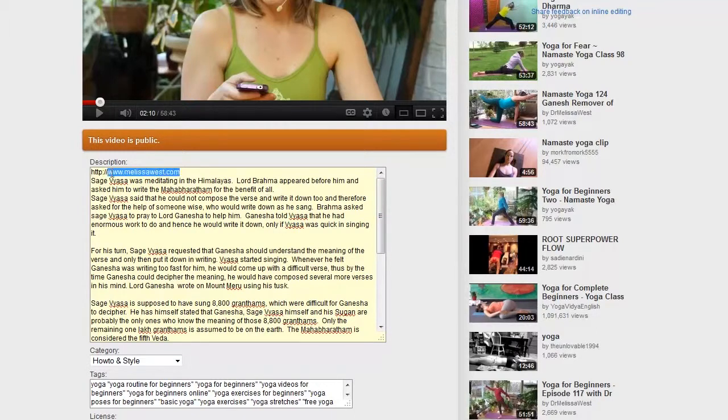However, the most important part of the description, I think, because of talking about backlinks and search engine optimization, is to make sure that the first line is the website. Now, the website URL is http://www. So make sure you've got that http:// at the front.